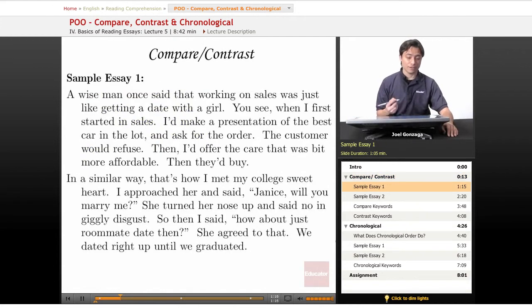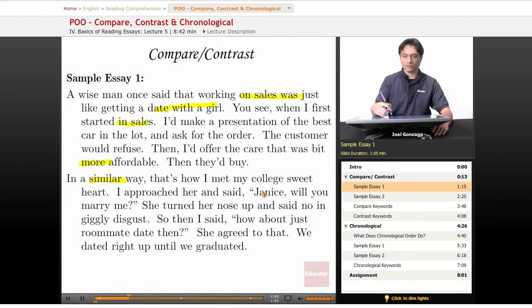Here's a sample essay. A wise man once said that working in sales is just like getting a date with a girl. You see, when I first started sales, I'd make a presentation of the best car in the lot and then ask for the order. The customer would refuse, then I'd offer one that was a little bit more affordable that they'd buy. In a similar way, that's how I met my college sweetheart.